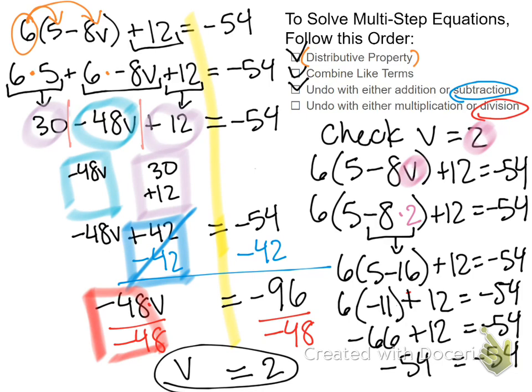And I keep forgetting this little question mark symbol. That tells us that we are checking our answer. And I can see that both sides of this are the same. So we get a check mark. Our answer is v equals 2.